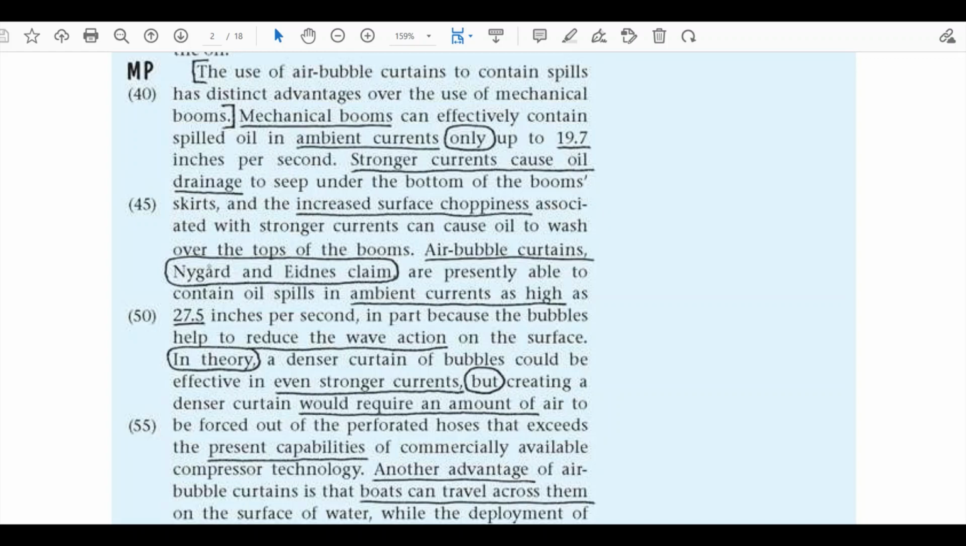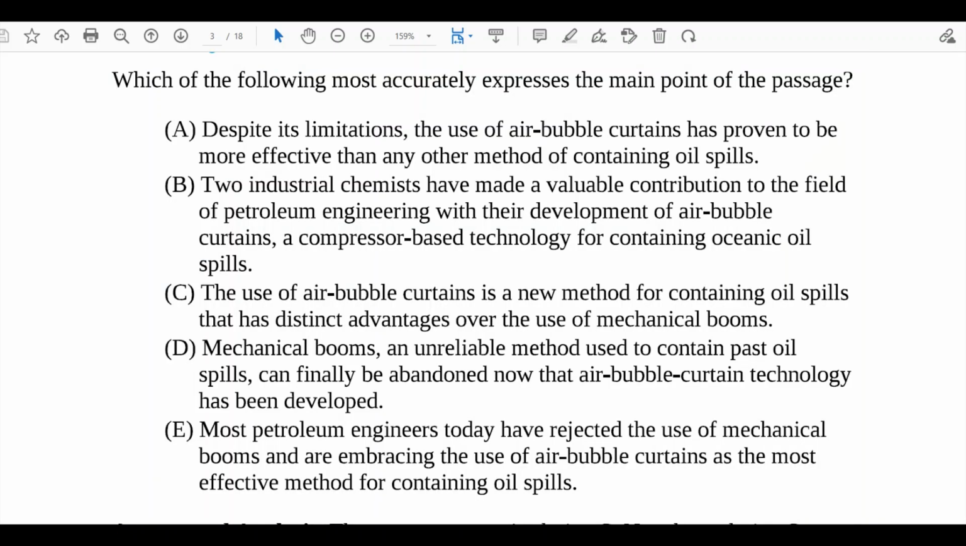Choice C doesn't say much about paragraph 1, but that's okay. The purpose of paragraph 1 was to provide background information, so it's content that can be omitted from a statement of the passage's main point. That's the difference between a main point and a summary.